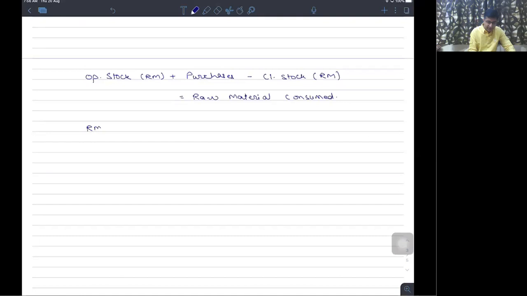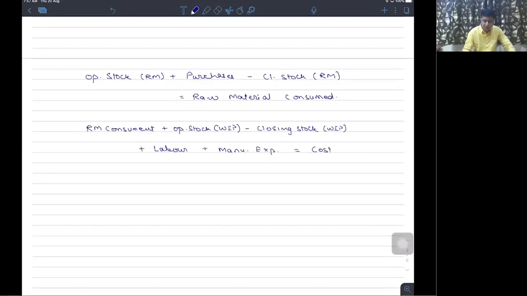So, raw material consumed adjusted with plus opening stock of WIP, less closing stock of WIP, added with labor and manufacturing expenses, gives you what? The cost of production. The same thing that we did in the account format, the same thing here I have written in the mathematical equation format.